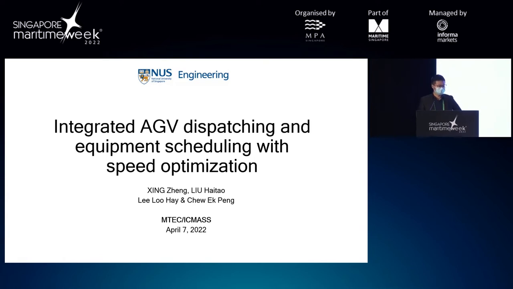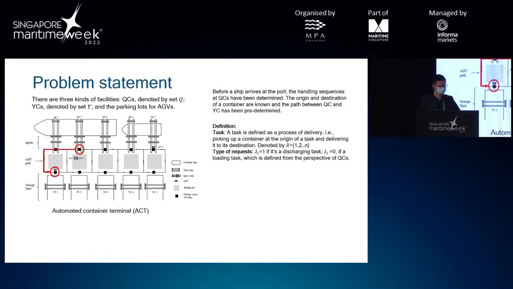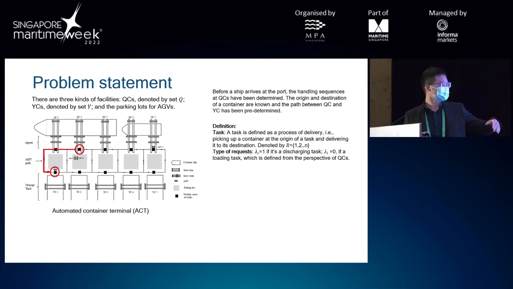The topic of my academic research is integrated AGV dispatching and equipment scheduling with speed optimization at an automated container terminal. As shown, it's a diagram of an ACT. Then we have three kinds of facilities: quay crane, yard crane, and AGVs.